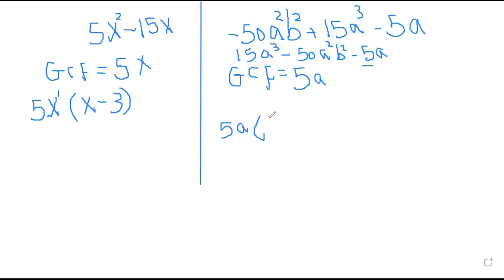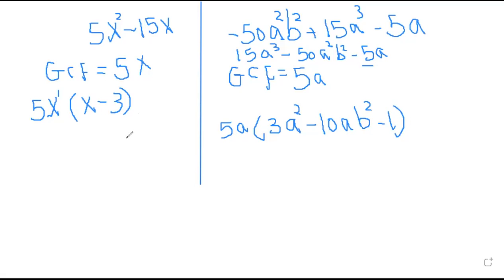15 divided by 5 will be equal to 3. A to the power of 3 divided by a will be a to the power of 2. Minus 50 divided by 5 will be equal to 10. A to the power of 2 divided by a will be a. B to the power of 2 will be the same, b to the power of 2. Negative 5a divided by 5a, so the answer will be minus 1. So this is how we can use GCF to factorize.